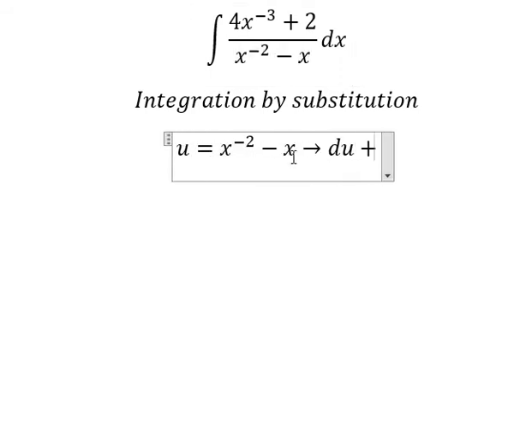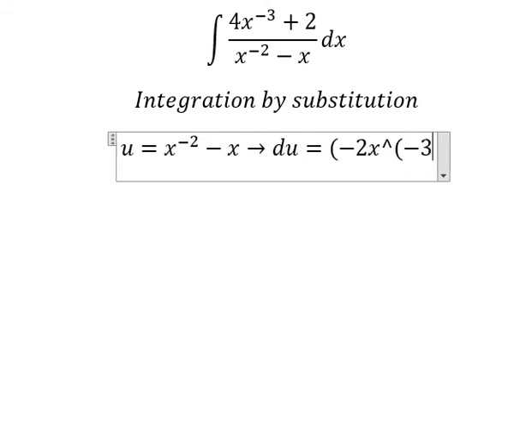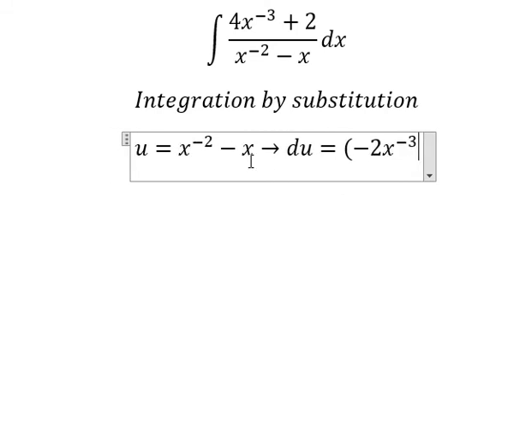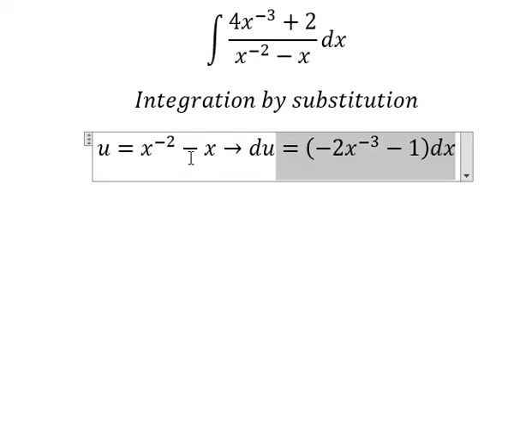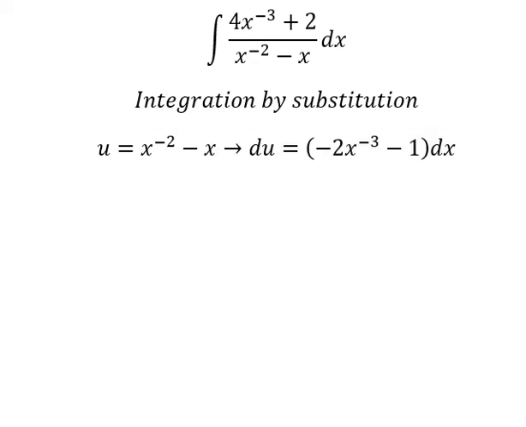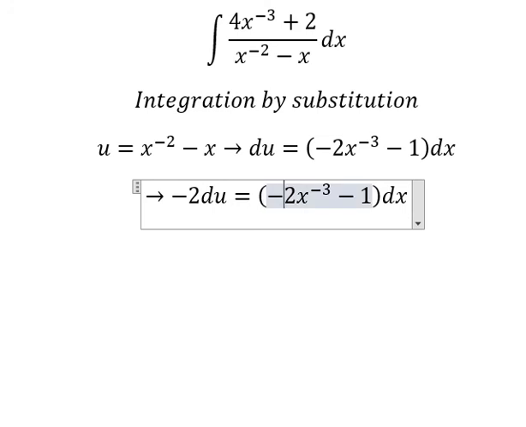Next, we need to first take the derivative of both sides. This one we have negative 2x to the power of negative 3. This one we have negative 1. Next, we need to multiply both sides by negative 2.